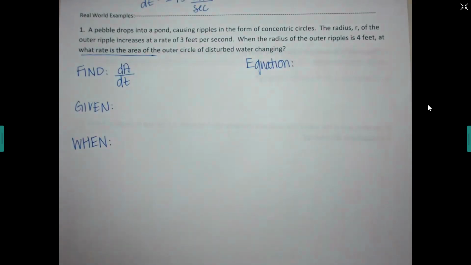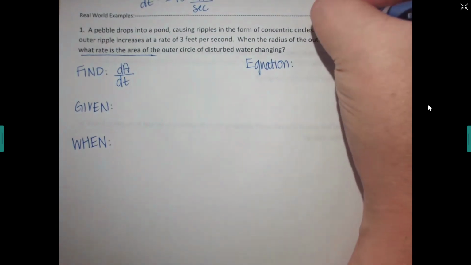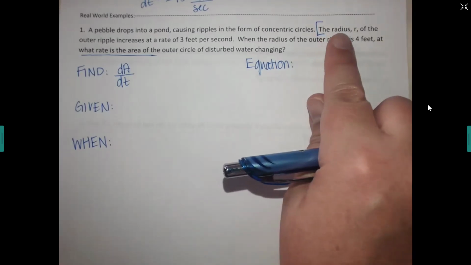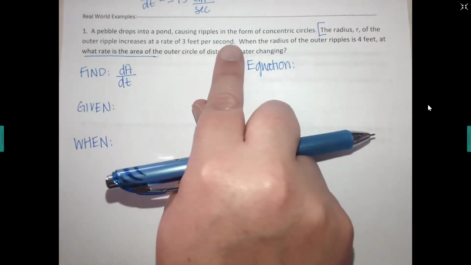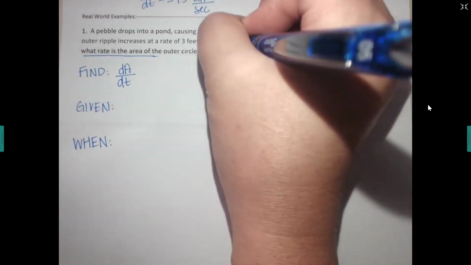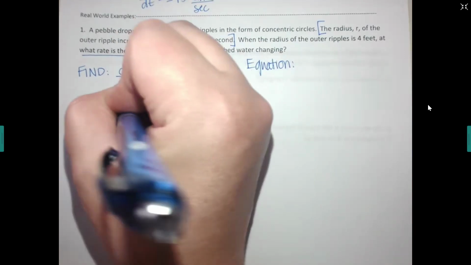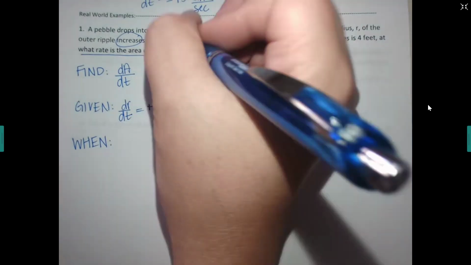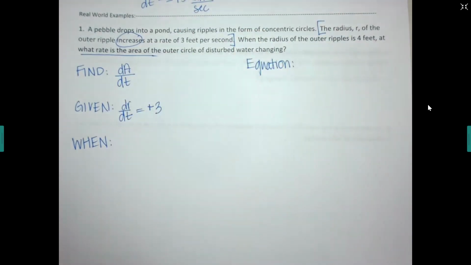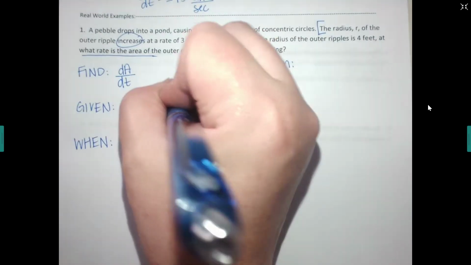Your given should be how fast something else is changing. So I'm going to read you this sentence right here. It says the radius of the outer ripple is increasing at a rate of 3 feet per second. So the radius would be dr/dt. And then it says it's increasing, so it's equal to a positive value, and then specifically 3. Okay, feet per second.